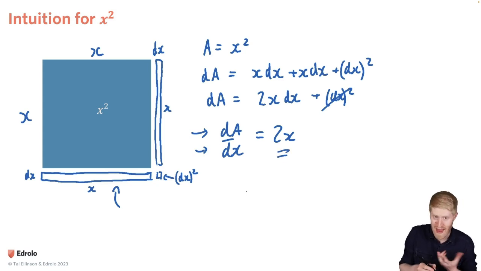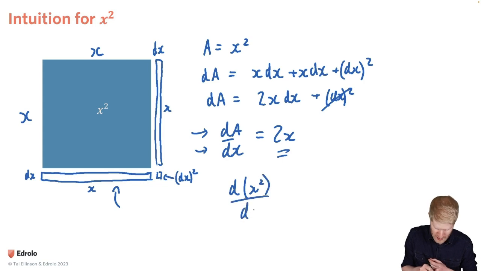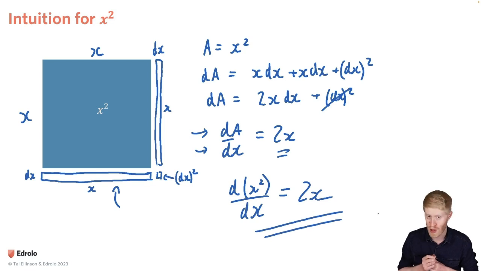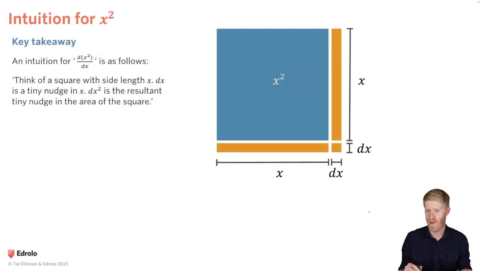And we know that the area was x squared, so that's the same thing as saying d/dx of x squared is equal to 2x. I've just shown you why the derivative of x squared is 2x. And it is one of the most beautiful things in the world. That idea is summarized over here if you'd like to consult it again in the future.